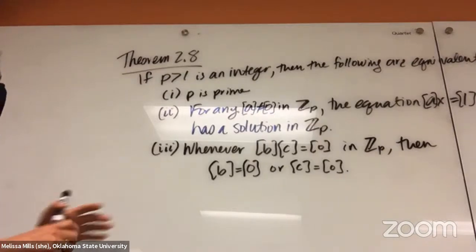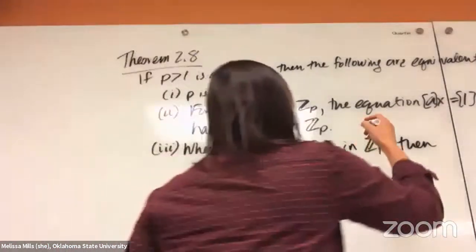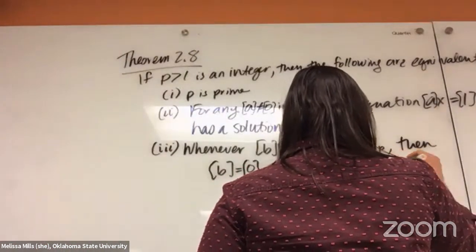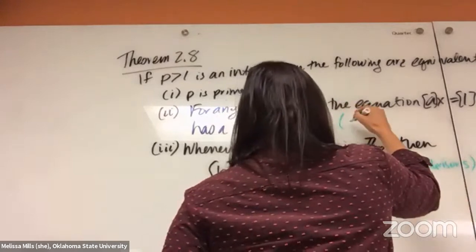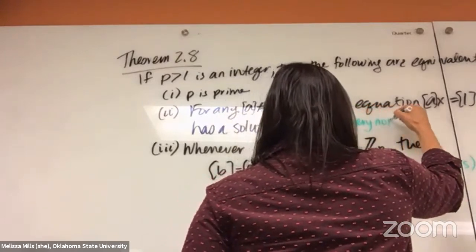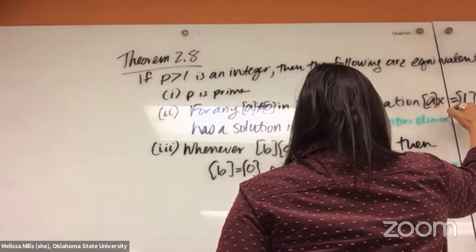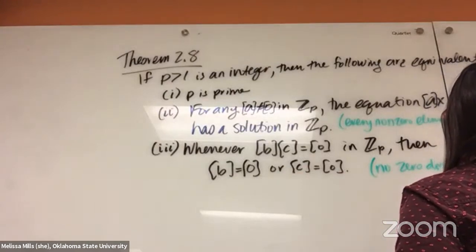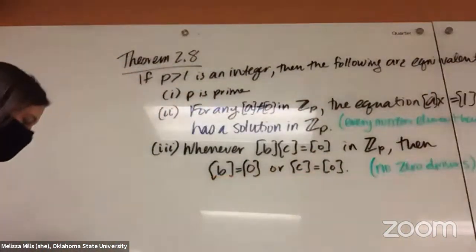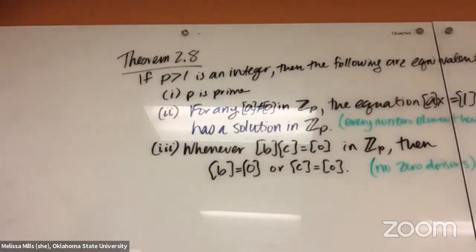Okay, so let's write that. I'll write it in green. So that's what that says. And then this says every non-zero element has a multiplicative inverse. So that's how we've been talking about things in class. Okay, so you believe it? You've done enough examples to believe it, I bet, right? Yeah. Now we just have to prove that it's true.